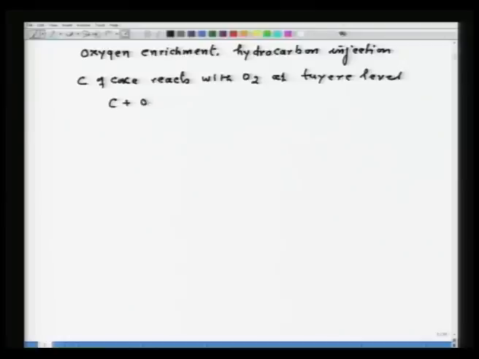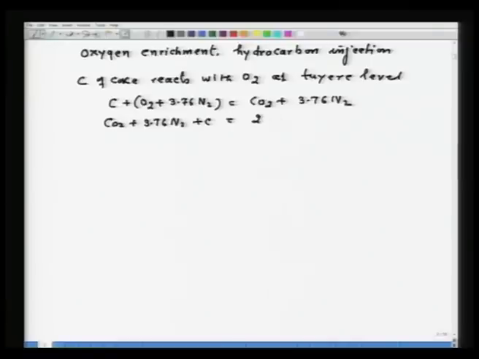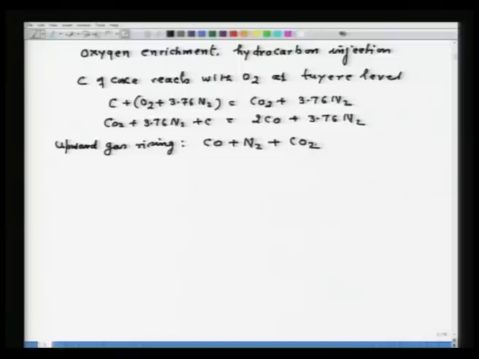C plus O2 plus 3.76 N2, that is 1 mole of air, immediately forms CO2 plus 3.76 N2, and this CO2 plus 3.76 N2, in presence of excess carbon, forms 2CO plus 3.76 N2. So, the upward rising gas consists of CO plus nitrogen.